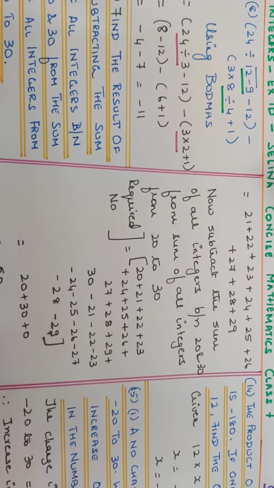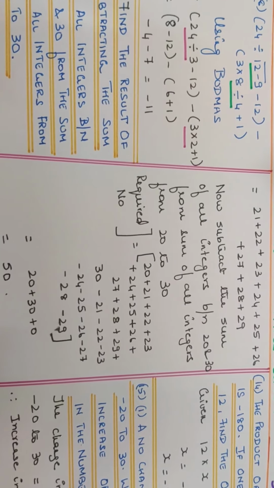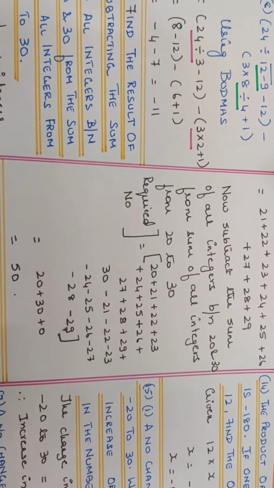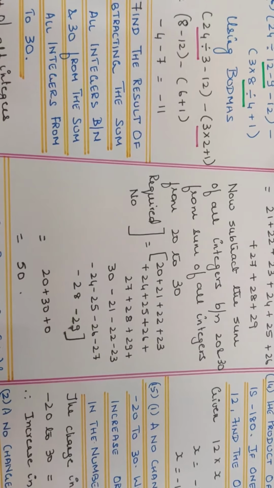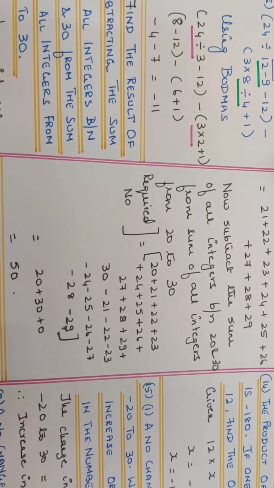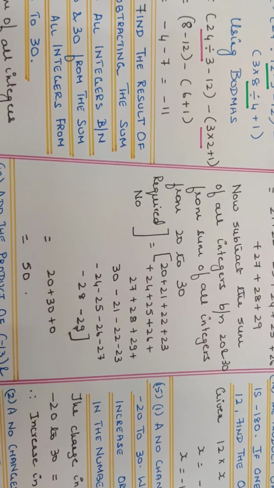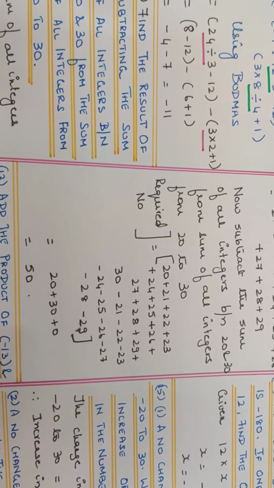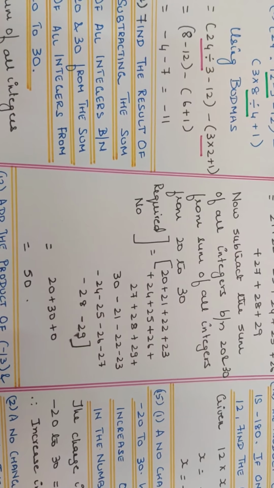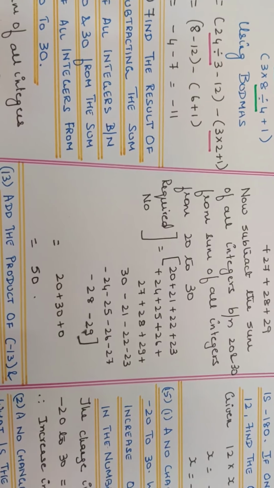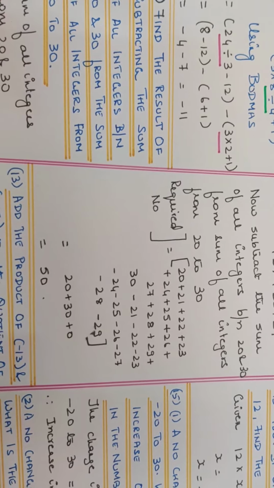Now what is the required number? You need to subtract the second from the first. So it will become 20 plus 21 plus 22 plus 23 and so on. Then you just come here and subtract 21, 22 and so on. So everything will get cancelled and you will be remaining with 20 plus 30 and the final answer will be 50.